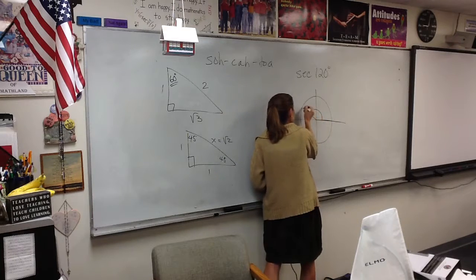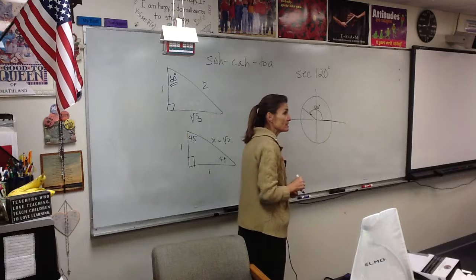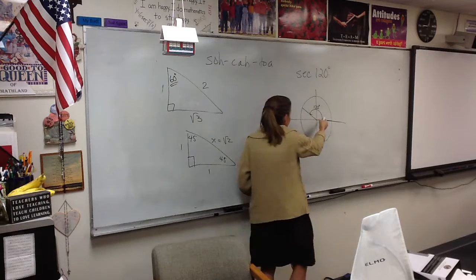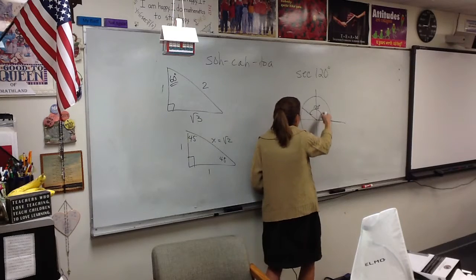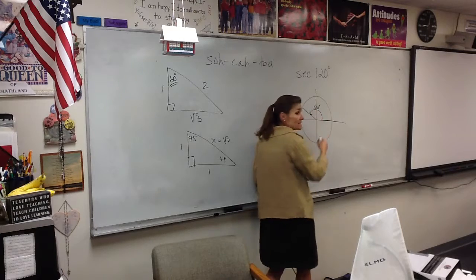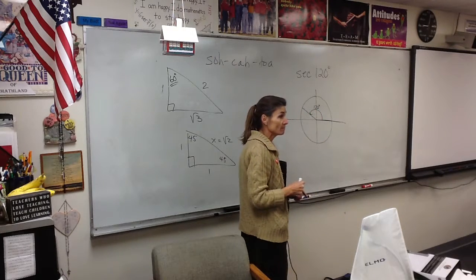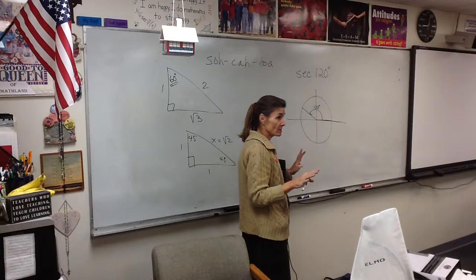Now, why am I stopping here? Does it make sense to you that that's 120 degrees? Yes, because if I went all the way to here, it would be 180. If I went to here, it would be 90. So 120 is somewhere in between there, right? Is everybody good with drawing 120 degrees?